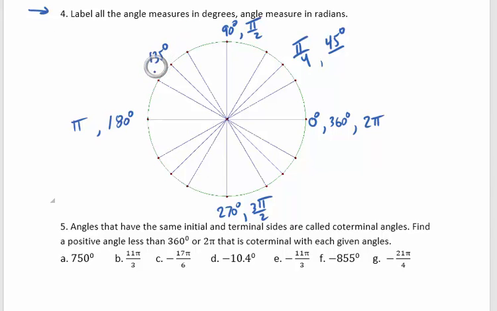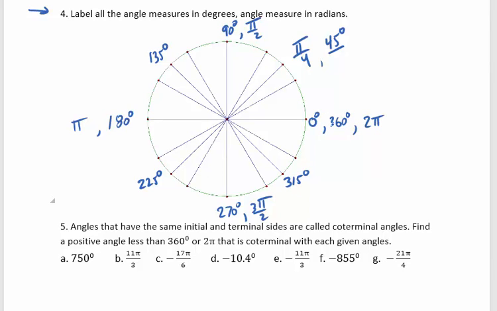135 plus 45 will bring us to 180. 180 plus 45 will get us to this next spot here. So that's 225. 225 plus 45 will bring us to 270. And if I add 270 plus 45, that's going to bring me to 315. And then 315 plus 45 will bring us back to 360. Okay, so that was going through by degrees.